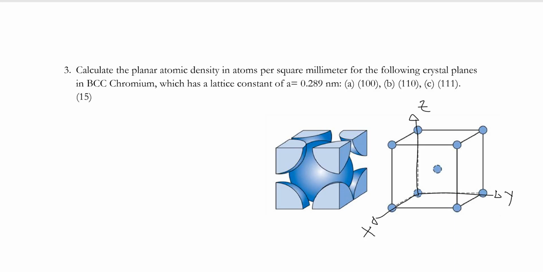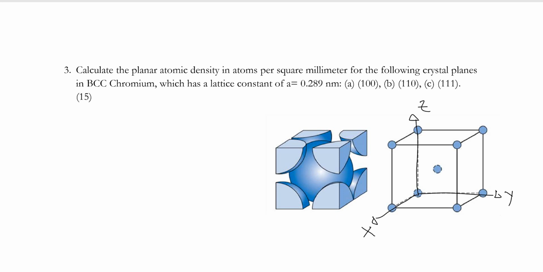Moving on with homework 2, let's go to problem 3. The statement for problem 3 reads as follows. Calculate the planar atomic density in atoms per square millimeter for the following crystal planes in BCC chromium, which has a lattice constant of a equal to 0.289 nanometers. In this problem, we will only be solving part B, which is plane 110.